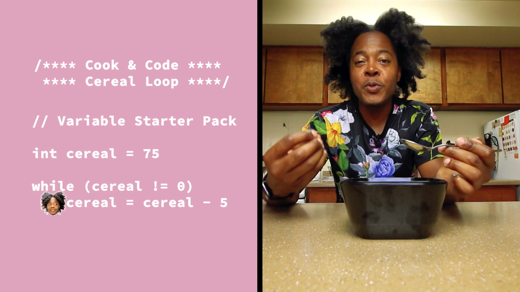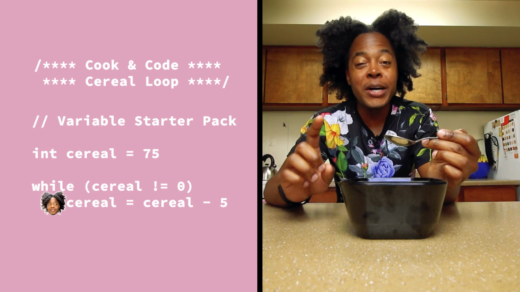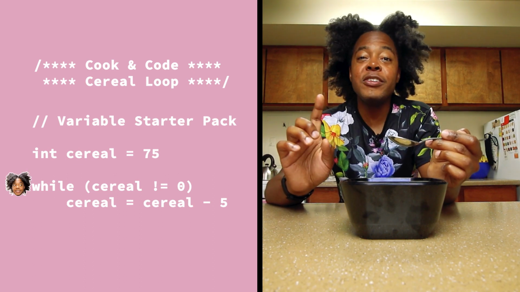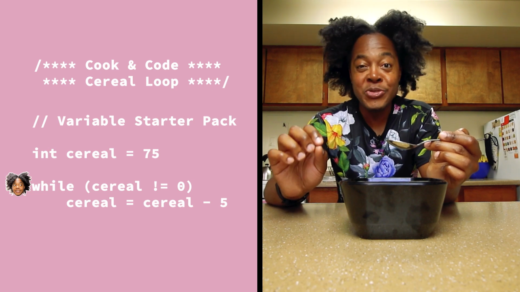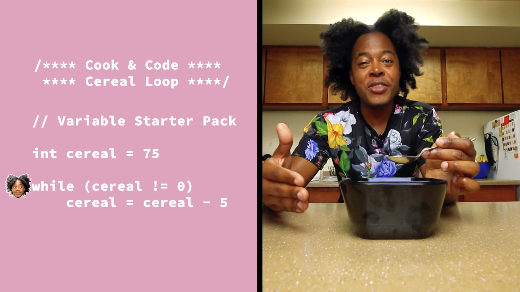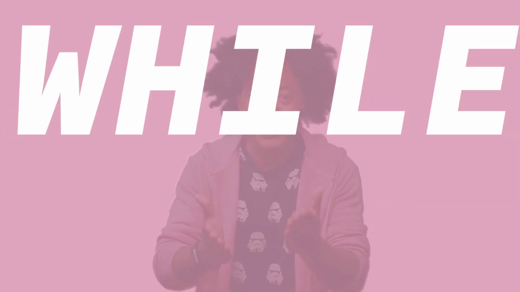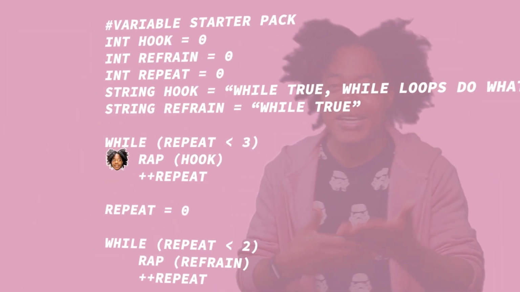At some point, cereal will equal 0. At that point, we check the condition one last time. Is 0 not equal to 0? This is a false and really strange statement, so we skip the rest of the code and the program is over. While true, while loops do what they do.